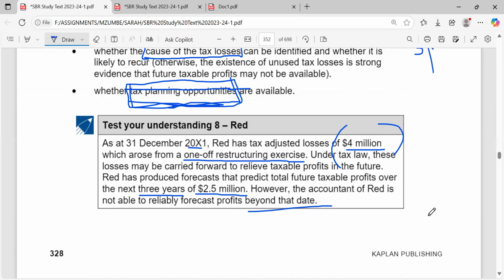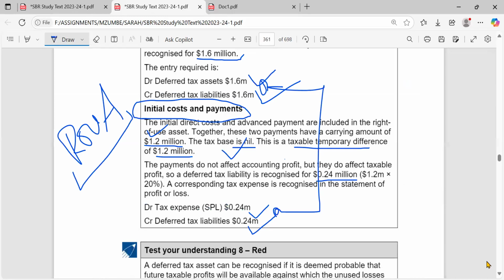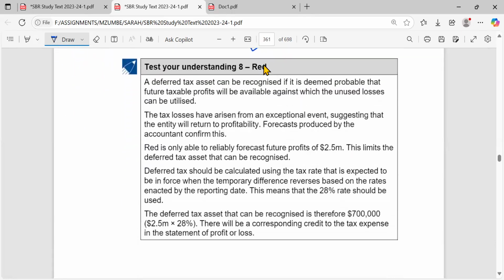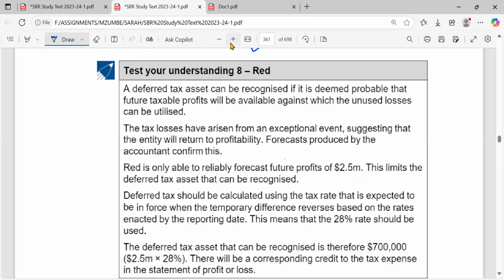All right. Let's now go on and look at what we have to do. Test understanding number 8. We are told that a deferred tax asset can be recognized if it is deemed probable that the future taxable profits will be available against which the unused losses can be utilized. This makes sense, and this is a point.